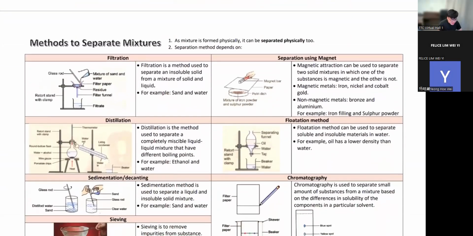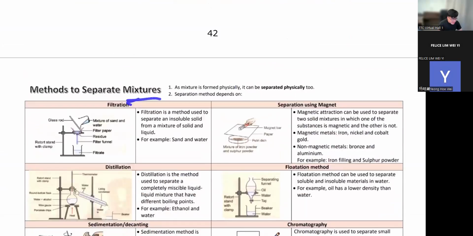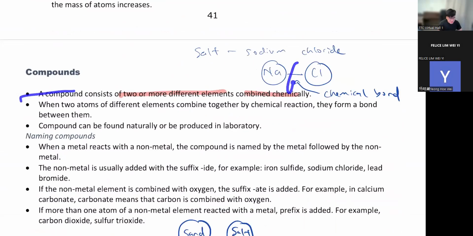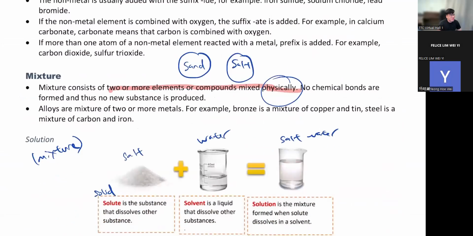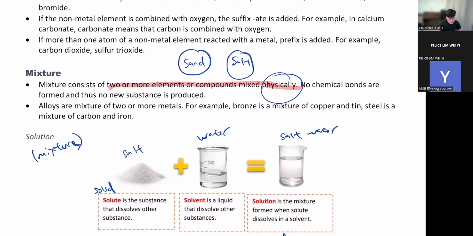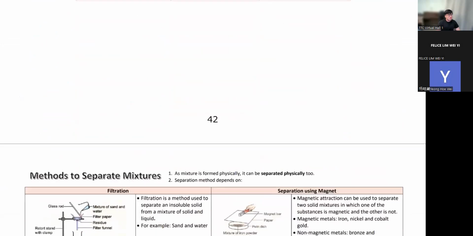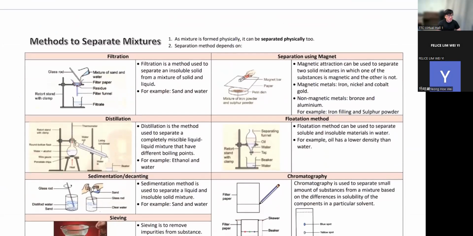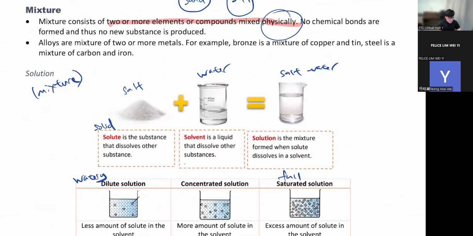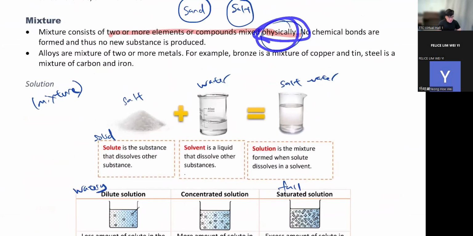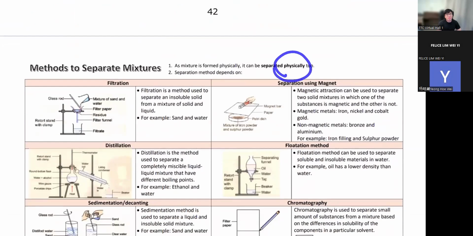So how do you separate a mixture? A compound is very hard to separate because these guys are together, they are very in love. So you want to chop them very hard. But a mixture is very easy to separate because these two don't know each other, no friendship. So very easy to break them up. They are mixed physically, so you can also use physical methods to separate them.